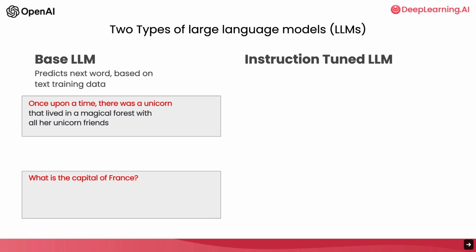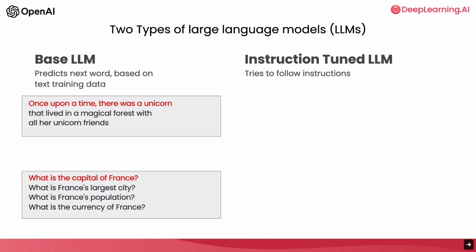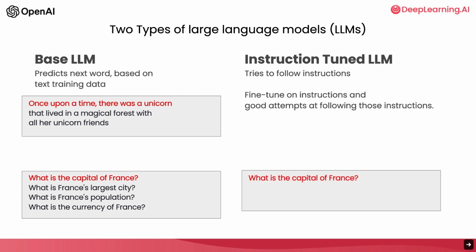But if you were to prompt this with "What is the capital of France," then based on what articles on the internet might have, it's quite possible that the base LLM will complete this with "What is France's largest city, what is France's population," and so on, because articles on the internet could quite plausibly be lists of quiz questions about the country of France. In contrast, an instruction-tuned LLM, which is where a lot of the momentum of LLM research and practice has been going, has been trained to follow instructions. So if you were to ask it, "What is the capital of France," it's much more likely to output something like "The capital of France is Paris."